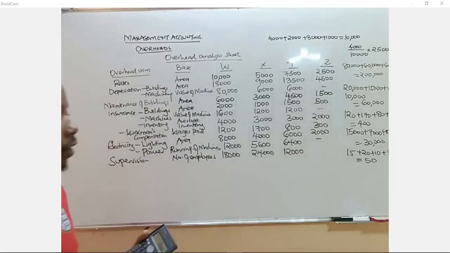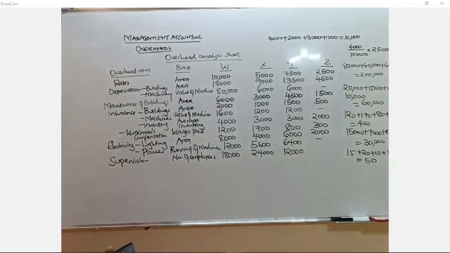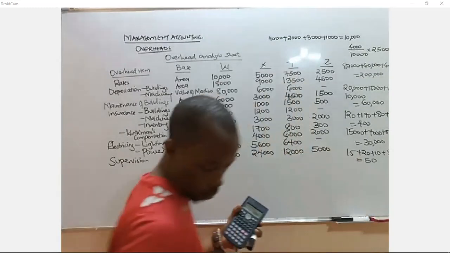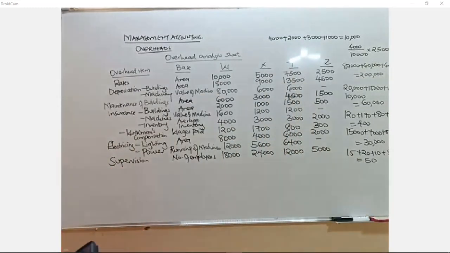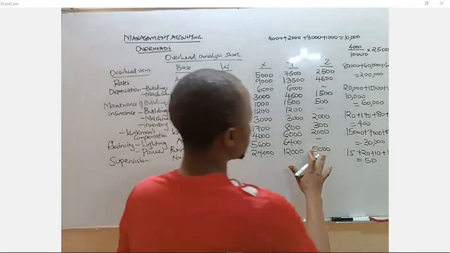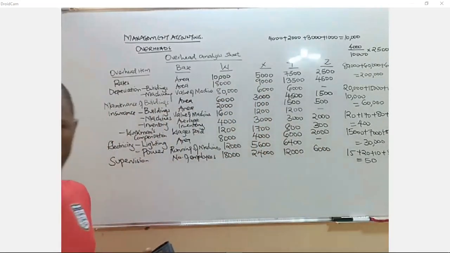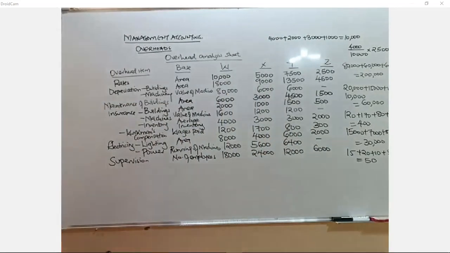The next one is 5 divided by 50. Then we multiply by 60,000, getting 6,000. So we have 18, 24, 12, and the last one should be 6,000. Now, let's shift our gears after the supervision.